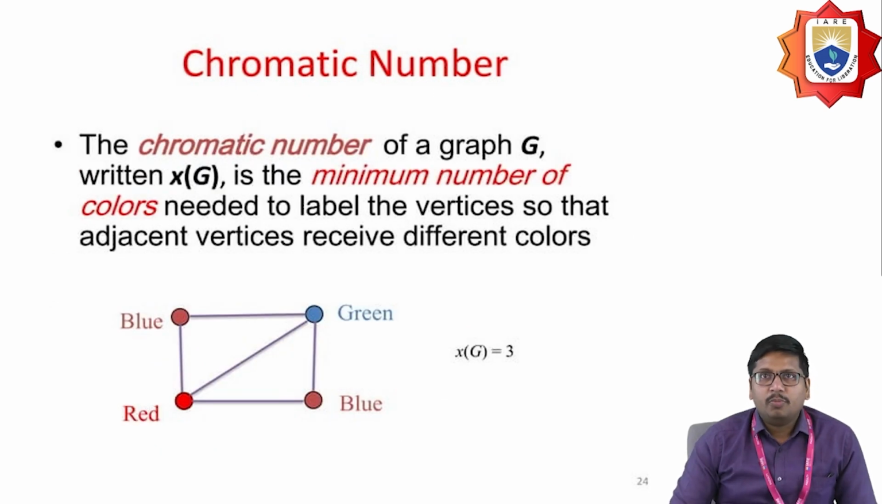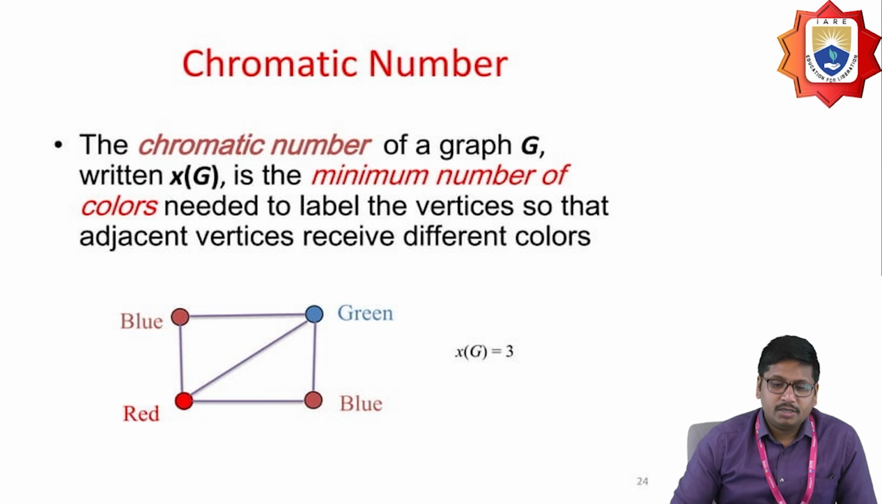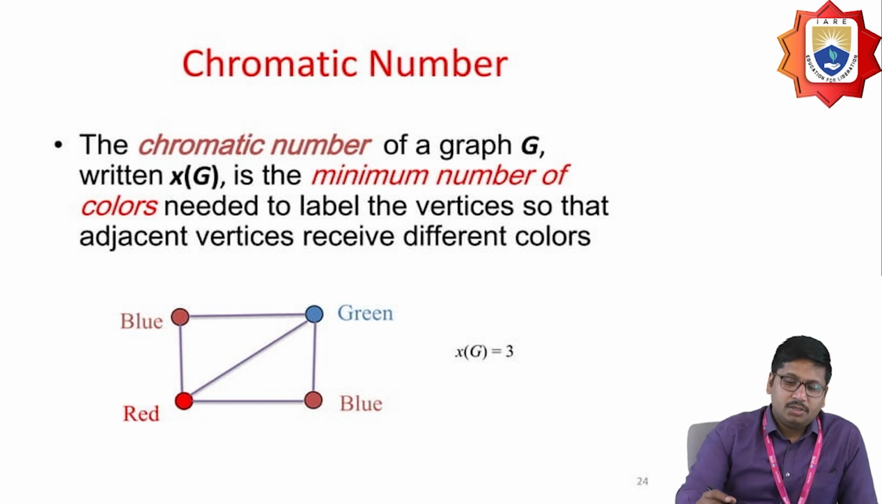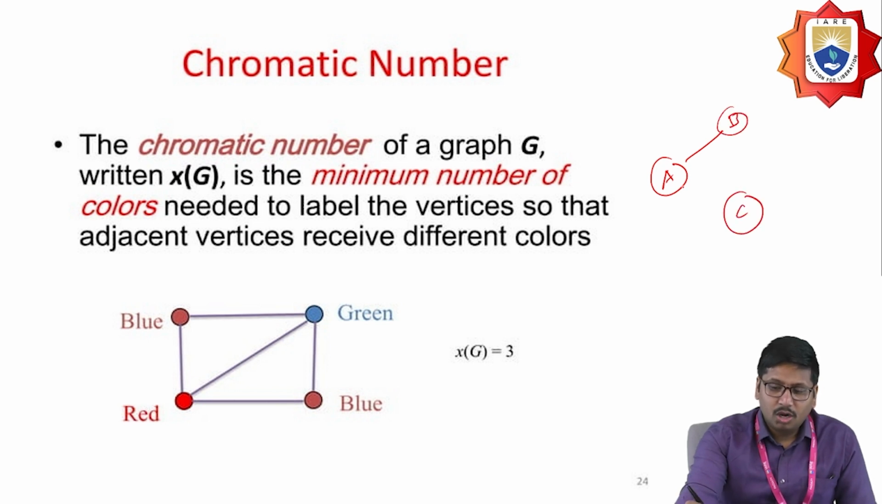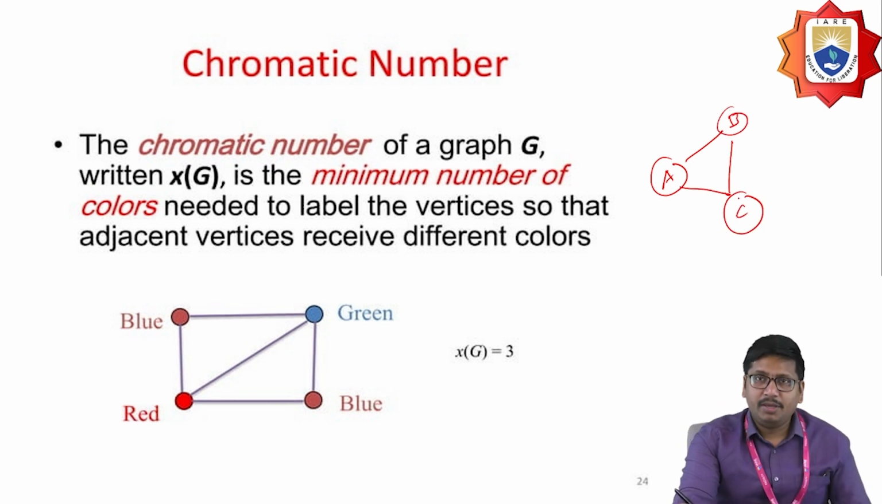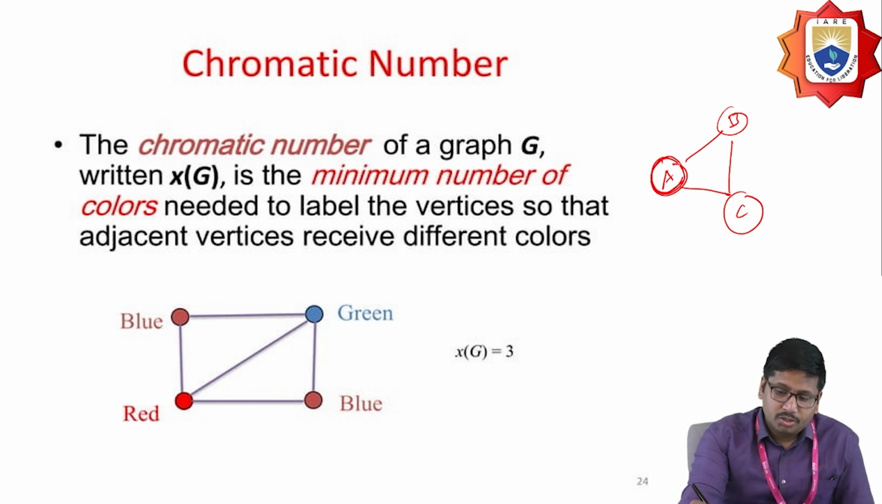Chromatic number. The chromatic number is nothing but how many colors are needed for coloring a given graph. If I consider a graph like this, how many colors are needed for mapping this? If I map one vertex with one color, let it be red, what color can I use for the next one? Shall I use the same color? No. The same color is not possible.